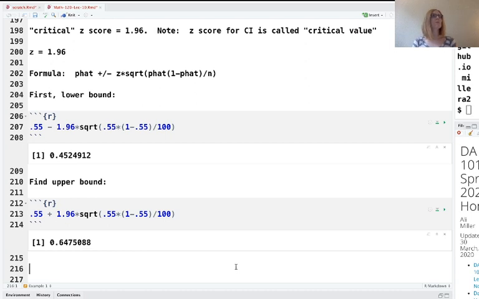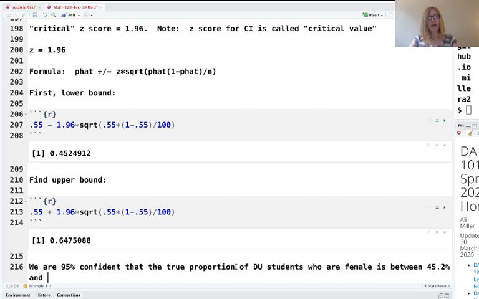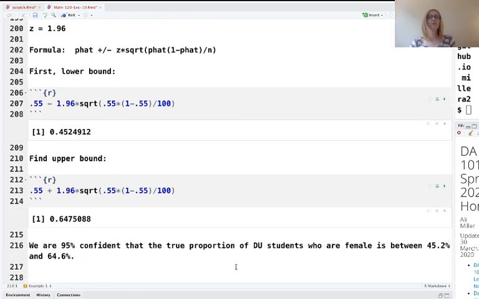So, in other words, here's our conclusion. We're done with the math. Here's the conclusion for this stuff. We are 95% confident that the true proportion of Denison students who are female is between 45.2% and 64.6%. I'm just going to round those off a little bit. The end. We just made a confidence interval.